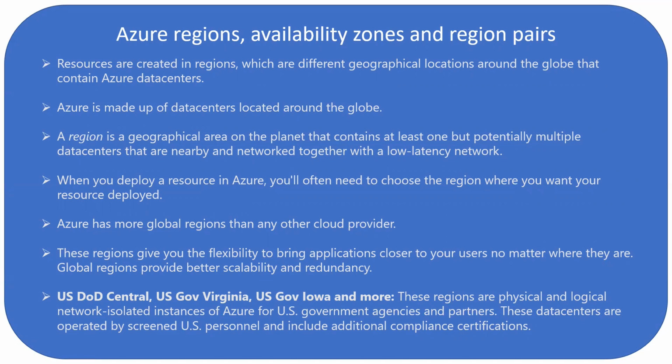So in the previous slide, we understood that a resource is created within a resource group, which means that resource group is a logical grouping of resources. But that is just a logical grouping. Actually, these resources are created in physical geographical locations. So if you are creating a VM, that VM instance will be created in a physical geographical location, and these different geographical locations around the globe are called regions, and these regions have data centers.